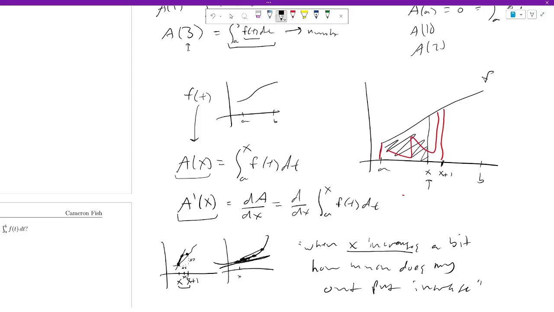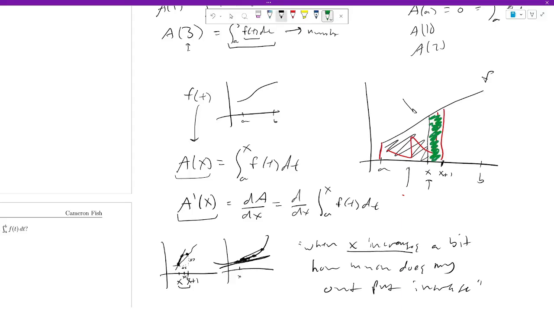Originally I had some area, whatever this original area was here. But now I have a new area, the big red area. So the difference between those two areas is how much change I got, how much more area I get when I increase x a little bit. How much more area do I get when I increase x a little bit? So we can see the difference between those two areas is this part.